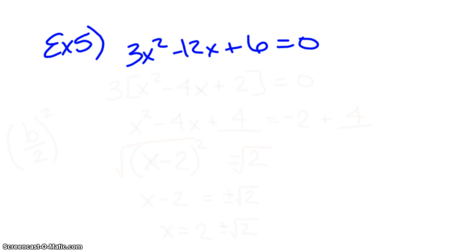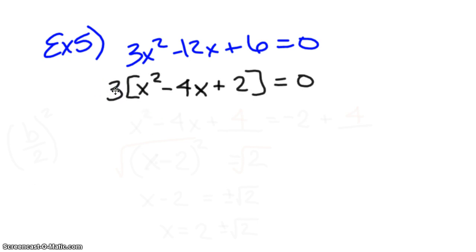Next, I can only complete the square when my a is 1. In this situation, my a is 3. So I need to take out that 3. When I do this, I now have a 3 times this amount in brackets equal to 0. And we want to solve to find out what x is. There's no x attached to the 3, so he just disappears. So we can drop him on the next line.